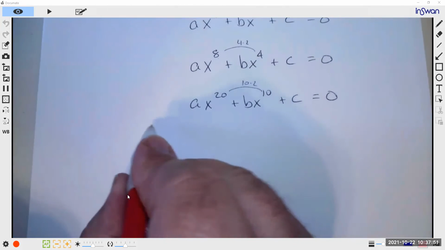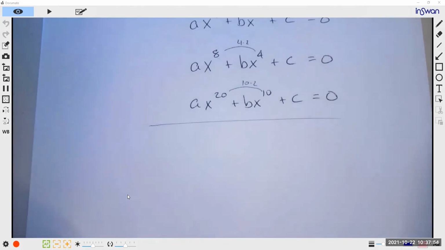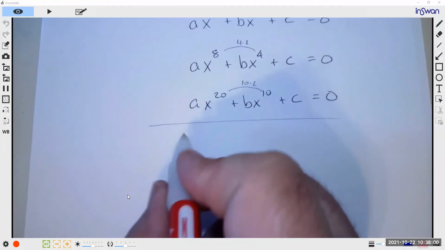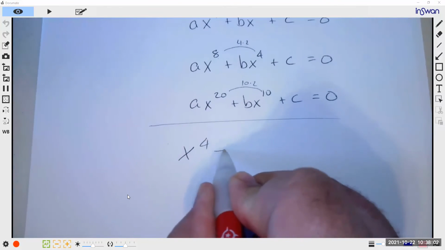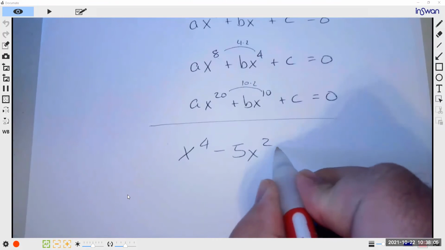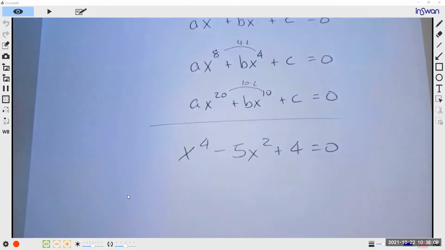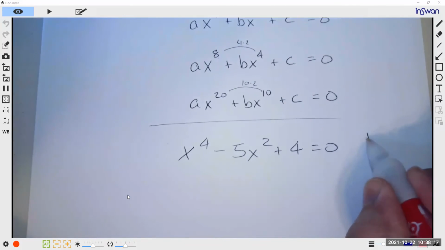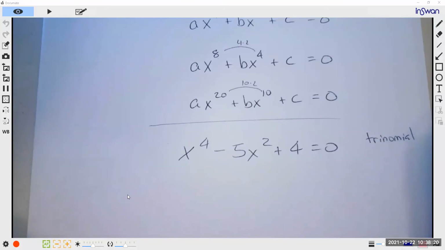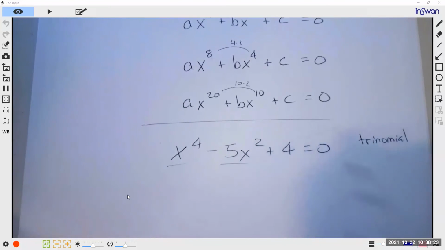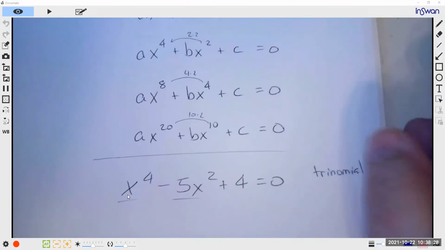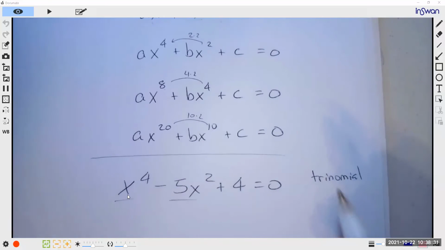Let me give you an example. Okay, x to the 4th minus 5x squared plus 4 equals 0. It is not quadratic, but first off, it's a trinomial. Because quadratic equations are trinomials. Good point. So that's the first thing you have to look at. We know they have to be trinomials, or we learned earlier it could be binomials.